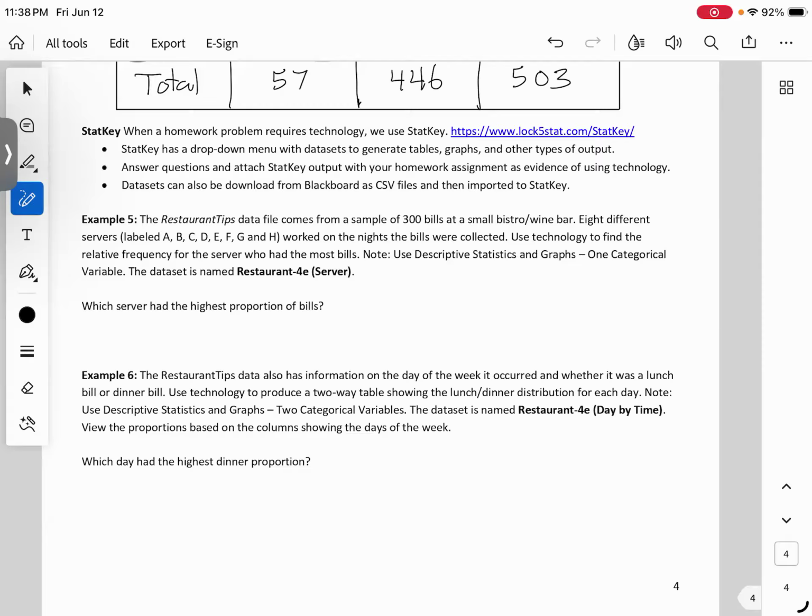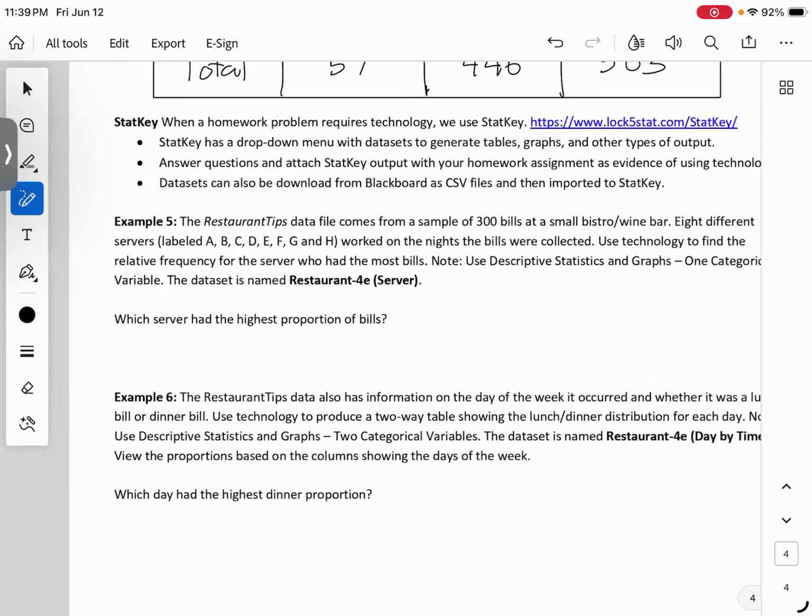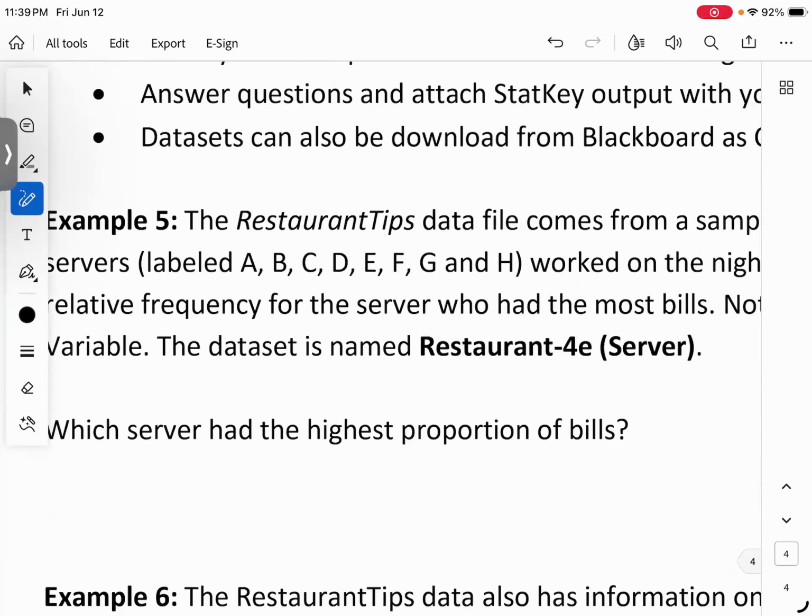One of them, first of all, wants us to make just one categorical based graph. There's a study that they did, the scenario was about restaurants, and in this particular one that we're going to look at, there were one, two, three, four, five, six, seven, 8 different servers working at a restaurant, and they were all helping customers, and what they wanted to do is see who had the highest proportion or the highest percentage in terms of how many people they served.